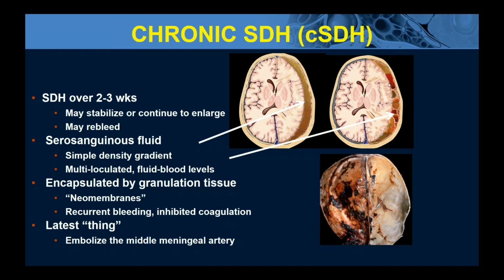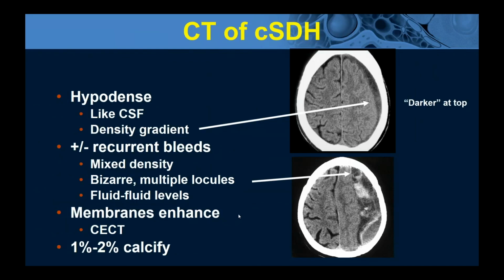So these chronic subdural hematomas become encapsulated with granulation tissue, and that granulation tissue has happened in this autopsy case below. The granulation tissue is vascular, and it forms these neomembranes that are highly vascular and subject to recurrent bleeding, coagulation, inhibition, and so on, and it turns out to be a real mess.